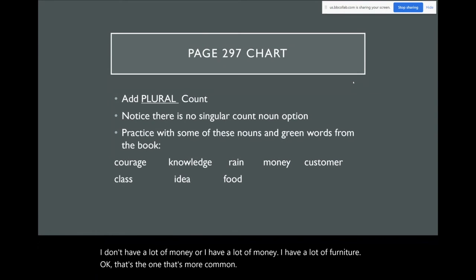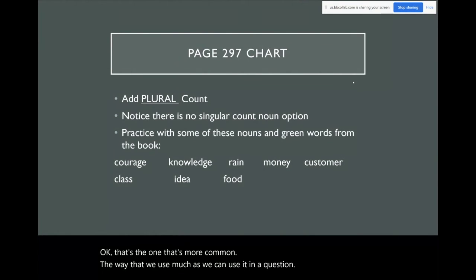The way that we use much is we can use it in a question, or we can use it with a negative sentence. Yes.